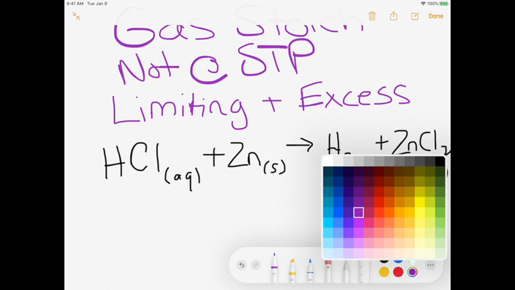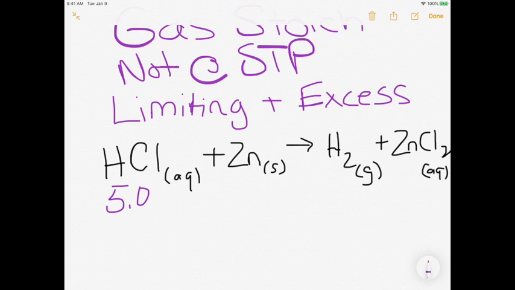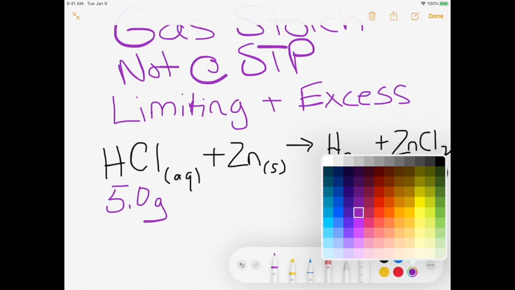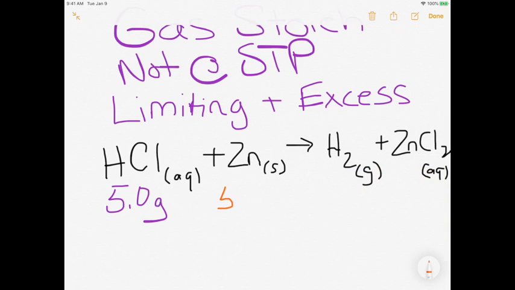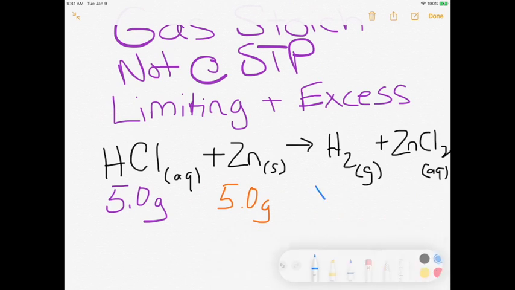For this one, hydrochloric acid is going to be in purple, and we're going to start out with 5 grams of hydrochloric acid. Then I'm going to do zinc in orange, and we're going to say that we have 5 grams of zinc. Our unknown is going to be hydrogen gas in liters.